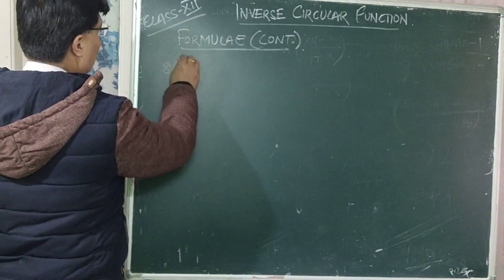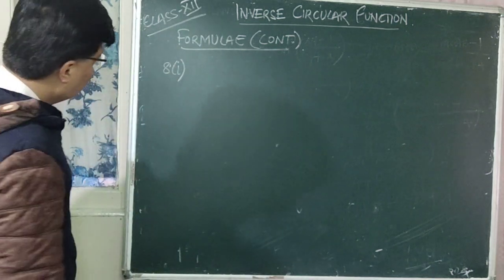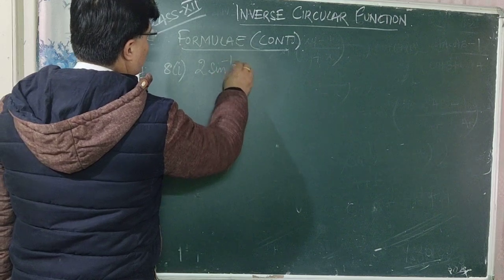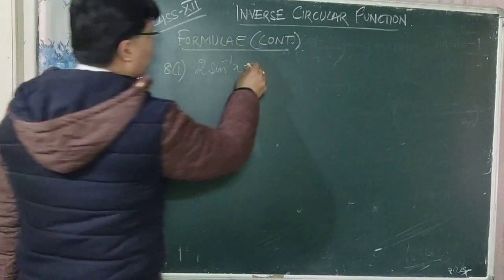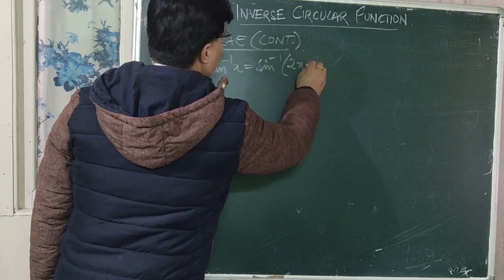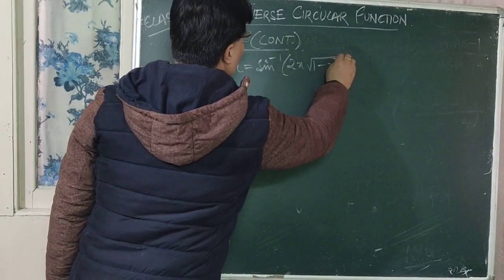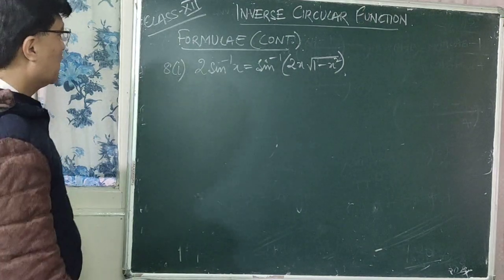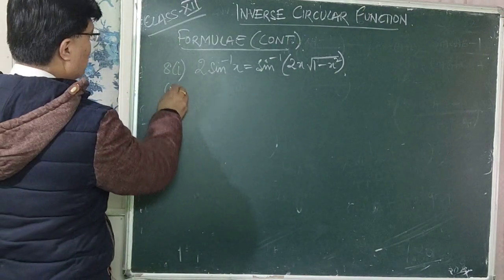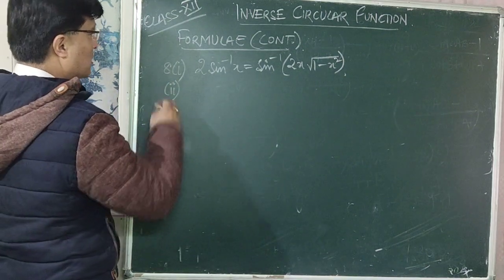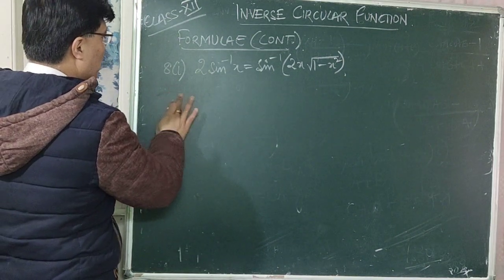8 number 1 is 2 sine inverse x is equal to sine inverse 2x root over 1 minus x square. This is the first formula. And number 2 is, so there is another formula for this one also.